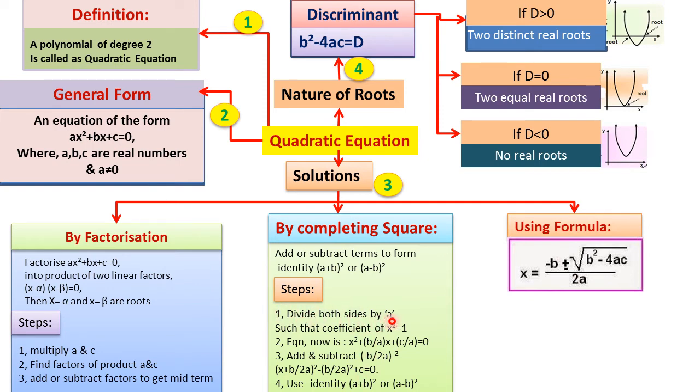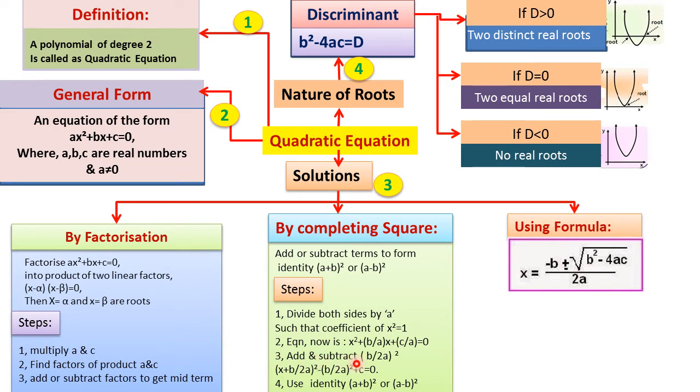First, divide both sides of the given quadratic equation by a, that is the coefficient of x square, such that now after dividing by a, the coefficient of x square becomes 1. So the equation is now converted into this format: x square plus b by a into x plus c by a equal to 0.